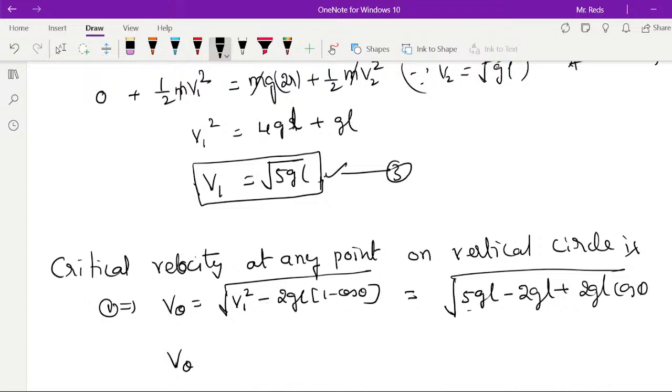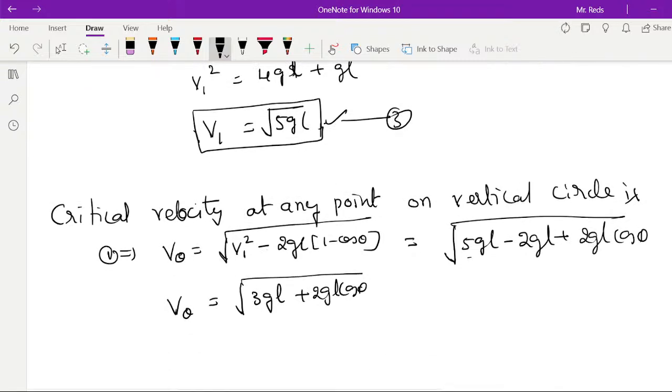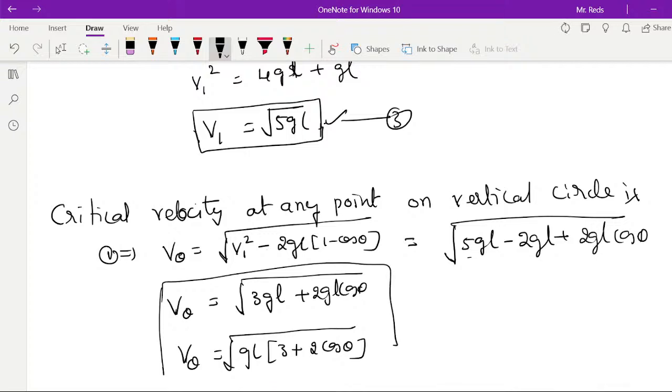So v at any angle theta is equal to square root of 3gl plus 2gl cos theta. Or if you take gl out, you can also write this as v theta is equal to square root of gl into 3 plus 2 cos theta. Either way you can write, both are correct. This you have to remember. Critical velocity possessed by a particle or a body in vertical circular motion is square root of 3gl plus 2gl cos theta, or gl into 3 plus 2 cos theta.